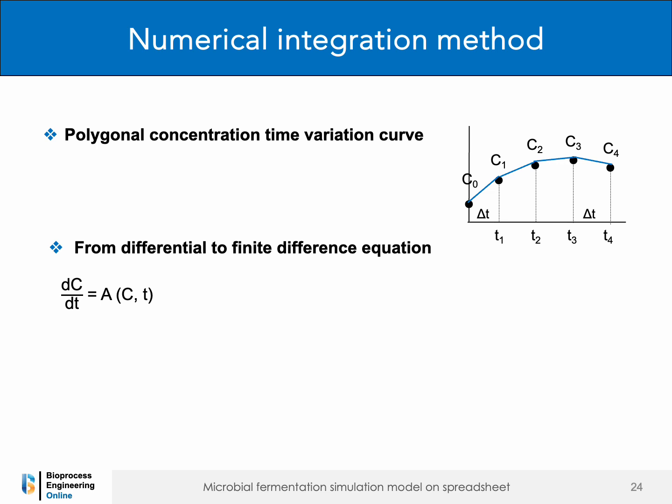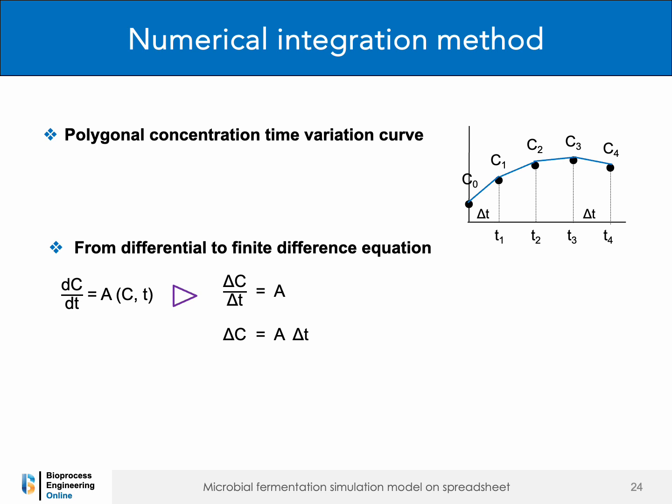Let's consider the general differential equation describing the time variation of the concentration, dC/dt equals a function A of C and T. The differential equation is transformed into a finite difference equation by dividing the timescale t into incremental time steps of length delta t. The derivative dC/dt is then approximated by the ratio of the concentration variation delta C to the time step delta t. And the differential equation then becomes delta C over delta t equals A, or delta C equals A delta t.